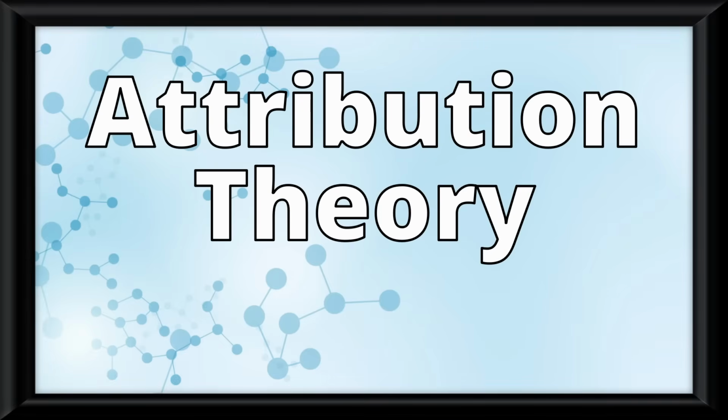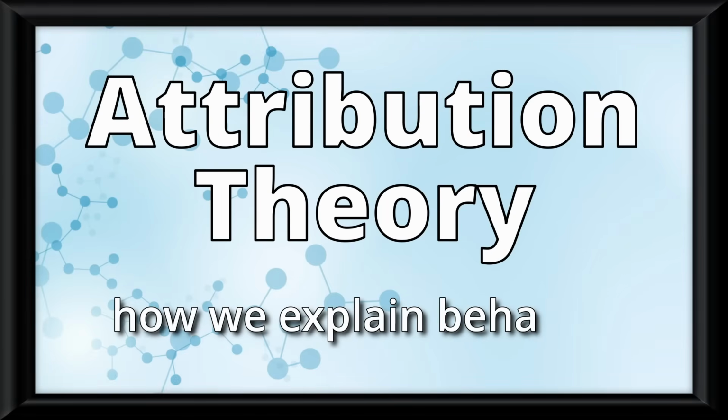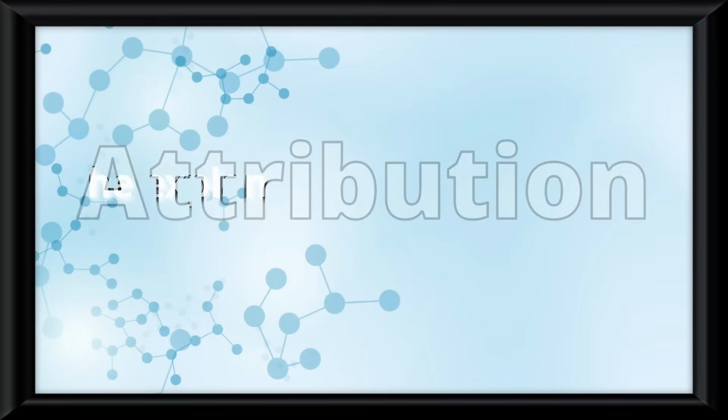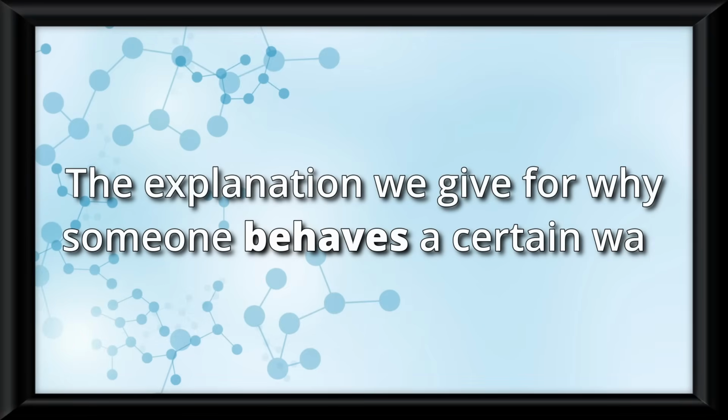It's time to start talking about social psychology. This means we will learn about how people's thoughts, feelings, and behaviors are influenced by others. The key thing at the center of this approach to psychology is the attribution theory. This simply means how we explain behavior. An attribution is simply the explanation we give for why someone behaves a certain way.